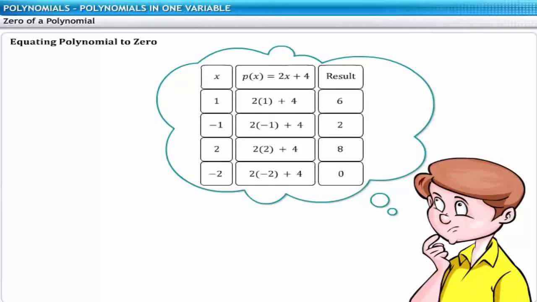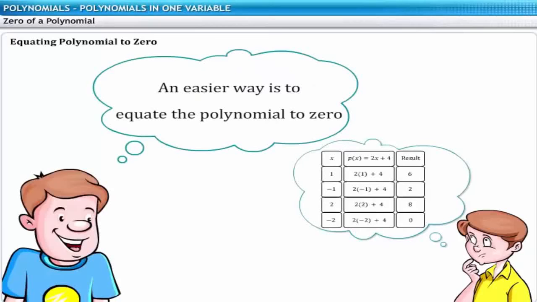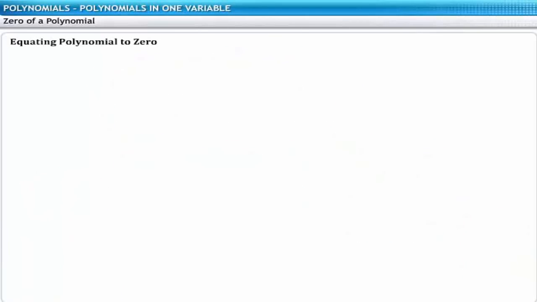An easier way to determine the 0 of a polynomial is by using the other method, that is, equating the polynomial to 0. In this method, you can find the 0 of the polynomial p of x is equal to 2x plus 4 by taking x as the subject. Thus, p of x is equal to 2x plus 4. P of x is equal to 0. Thus, the value of the polynomial 2x plus 4 is equal to 0. On solving, you get x is equal to minus 2.